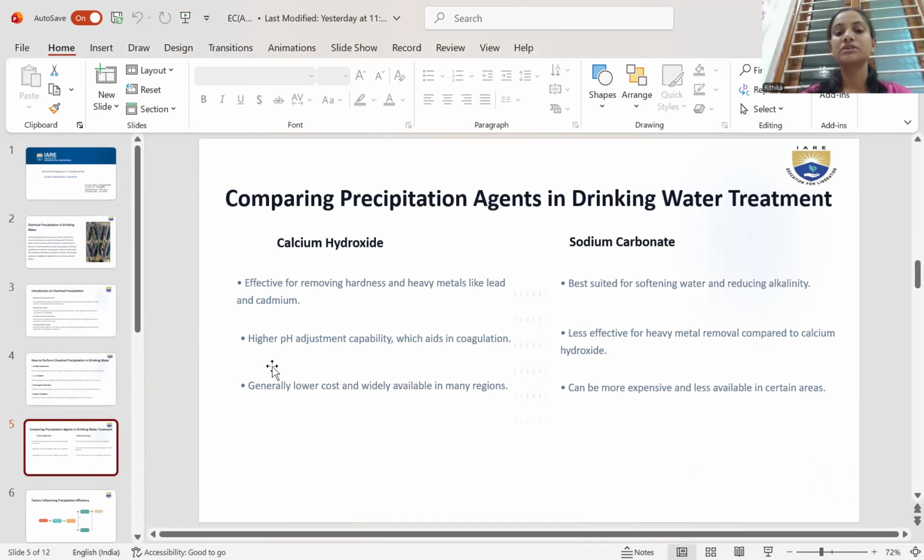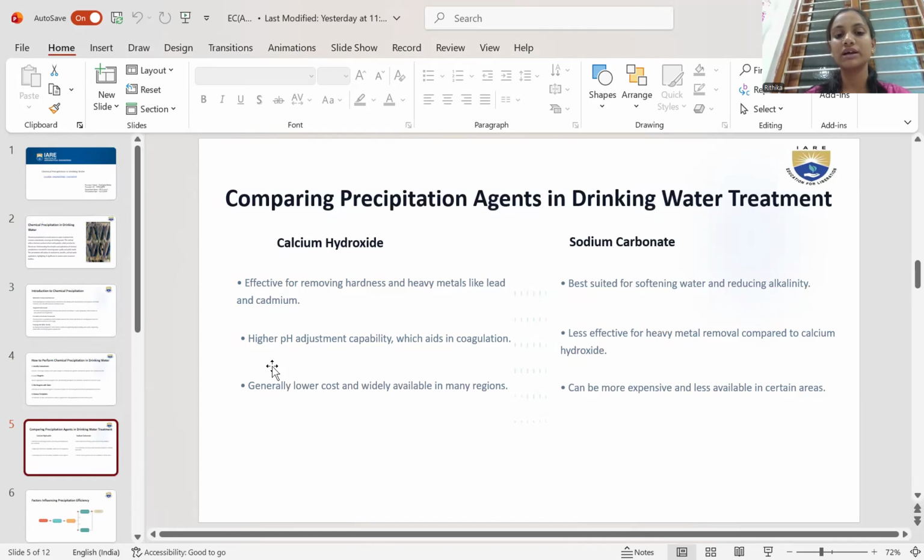Comparison. Precipitation agents in drinking water. There are two precipitation agents, calcium hydroxide and sodium carbonate. Calcium hydroxide is effective for removing hardness and heavy metals like lead and cadmium, whereas sodium carbonate is best suited for softening water and reducing alkalinity. Calcium hydroxide has higher pH adjustment capability which aids in coagulation, whereas sodium carbonate is less effective for heavy metal removal compared to calcium hydroxide.